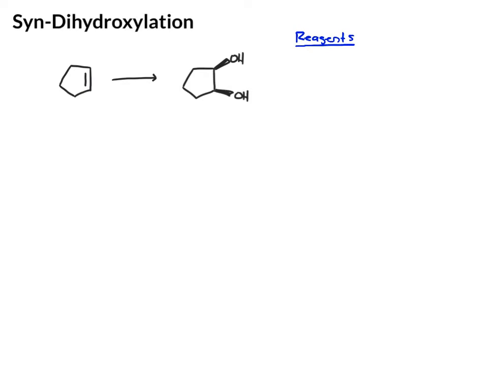One way is potassium permanganate with base and water. Another way is by adding osmium tetraoxide, followed by, in a second step, a reducing agent and water. The problem with this set of conditions, though, is this would require, for every 1 mole of alkene, 1 mole of osmium tetraoxide, which is a very expensive and toxic reagent. So we really don't want to do that.